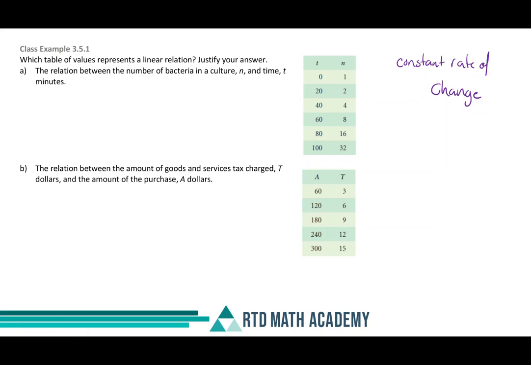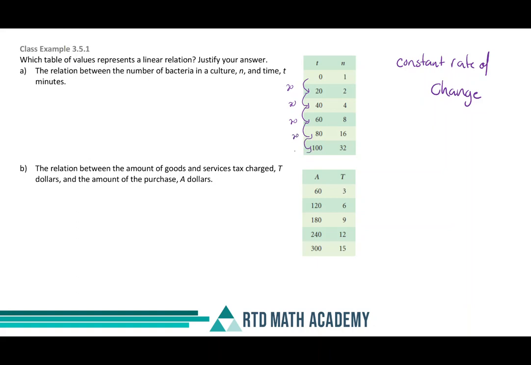So when we look at these two tables here, we see which table of values represents a linear relationship. First of all, in A, we have the relation between the number of bacteria in a culture, which is N, that's the number of them, versus time in minutes. So we're just going to look at how often we're actually adding or measuring these bacteria. So we have time 0 to time 20, that's going to be 20 minutes. Time 20 to time 40, that happens to be another 20 minutes. 40 to 60 happens to be another 20 minutes, 60 to 80, and so on.